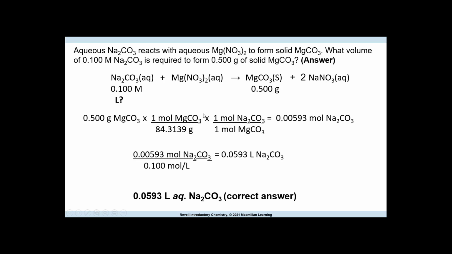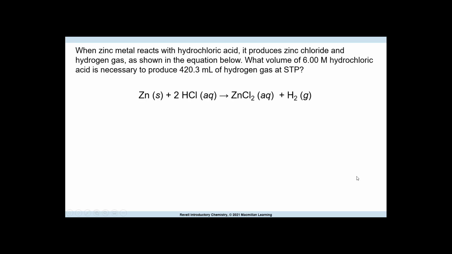I'm going to get the molar mass. I have magnesium carbonate. I want the moles of sodium carbonate. So I get to my moles of sodium carbonate. I have the molarity. So I'm going to set moles over the molarity. That's going to cancel the moles out, and it's going to give me the volume, which is 0.593 liters of aqueous sodium carbonate.